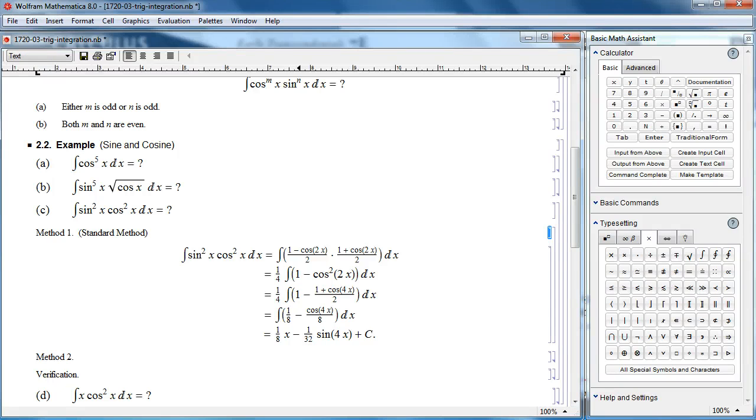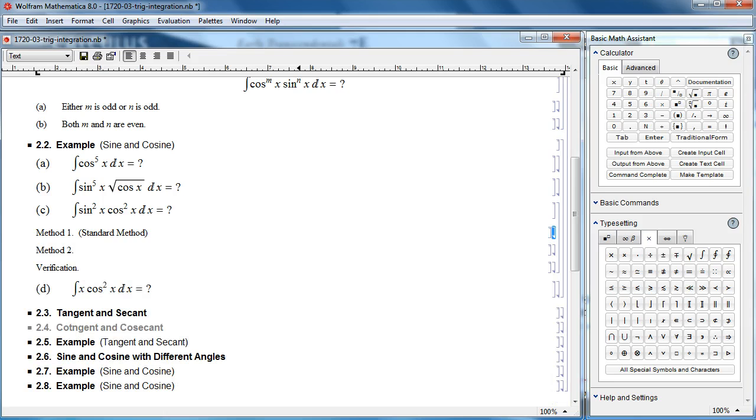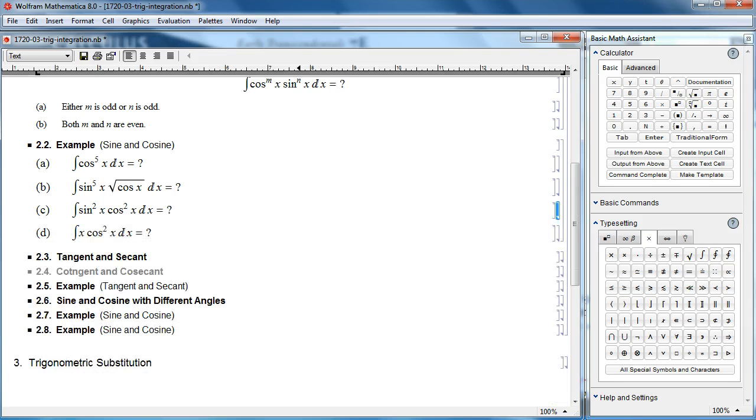Looks like we won't have time to go through this final problem D, so I'm going to leave this one to students, and then let's move on to the next topic in a moment.